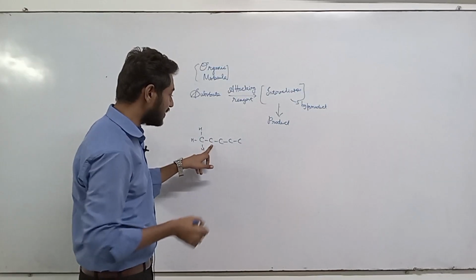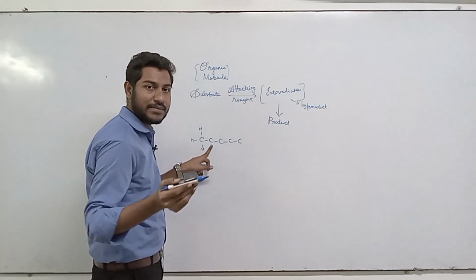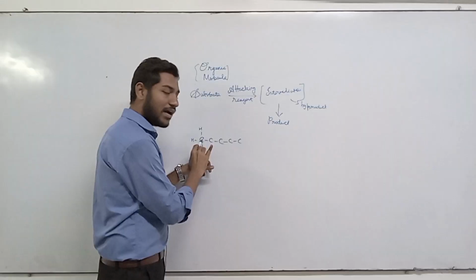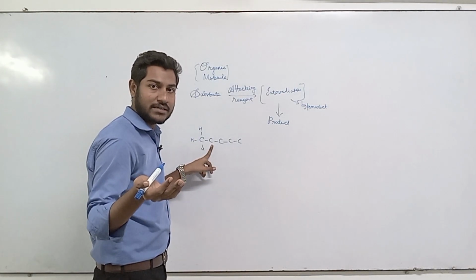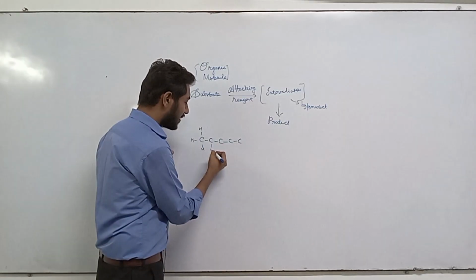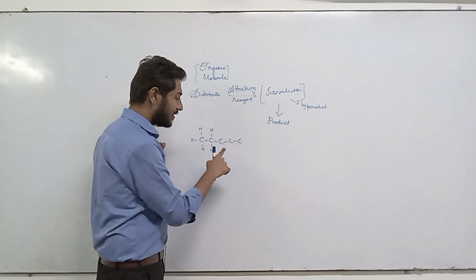Then here the second carbon, tell me. The second carbon is already connected with 2 carbon atoms. Then how many bonds are left? 2 bonds. So the 2 bonds are connected with hydrogen atoms. And then here it is the same.